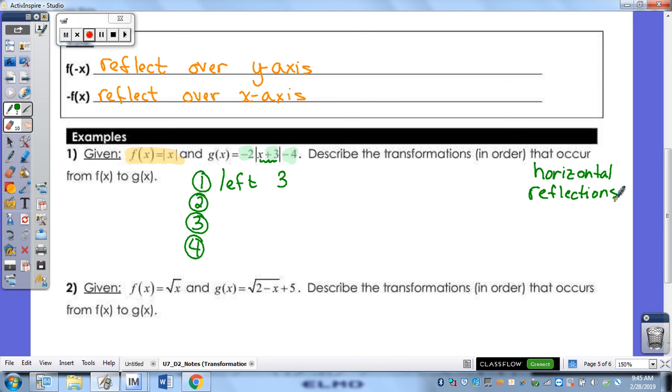After horizontals came our reflections, which we will have one because there is a negative sign. We got this negative sign all the way out in the front. So that's going to reflect over the x-axis. If that negative was in the absolute value bars with x, that would have been over the y. But because it's out in front of everything, it's over your x-axis.